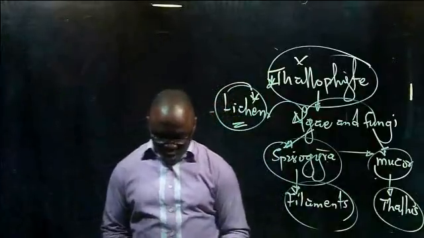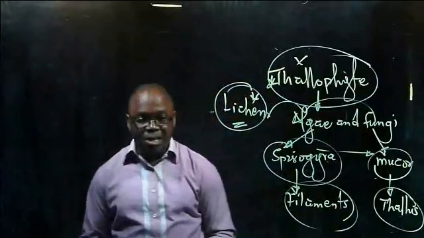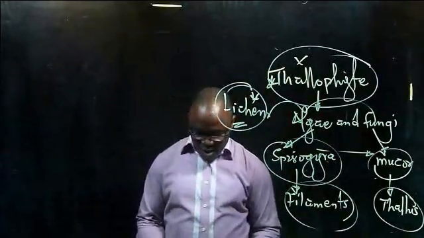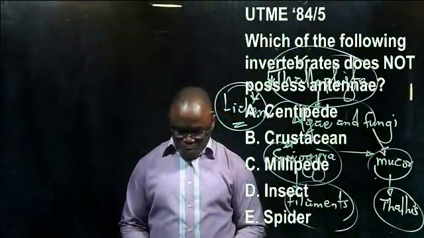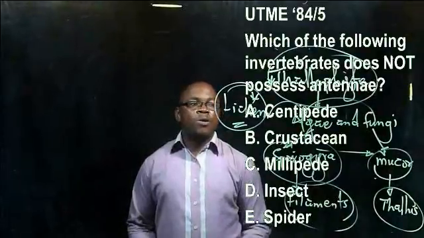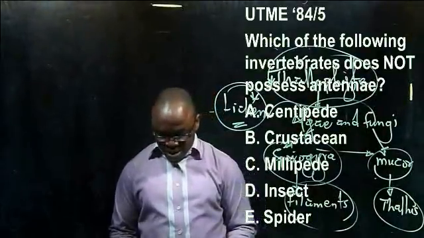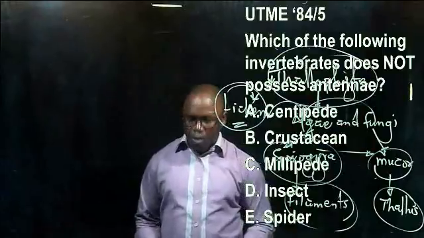Now, the next question was picked up from JAM 1984, number 5. It reads, which of the following invertebrates does not possess antenna? Our answer here is option E, spider.